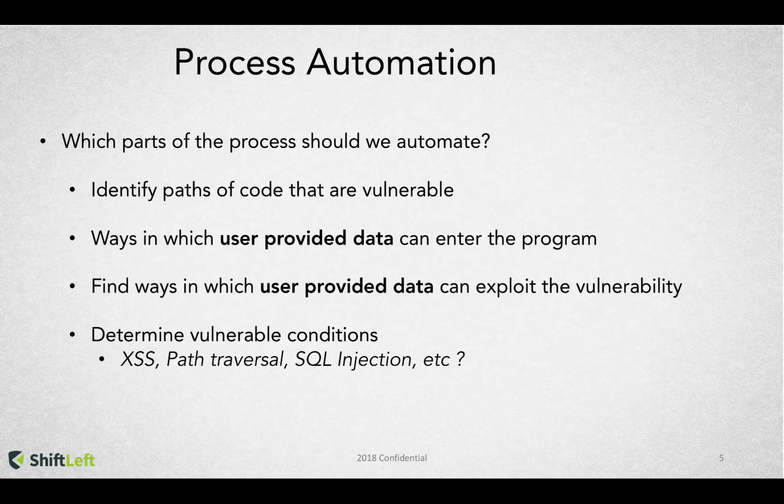Speaking of process automation, which parts of the process should we automate? Identify parts of code that are vulnerable, ways in which user-provided data can enter the program, find ways in which user-provided data that enters can exploit any vulnerable condition, and thereafter identify or determine various vulnerable conditions that exist in the code.